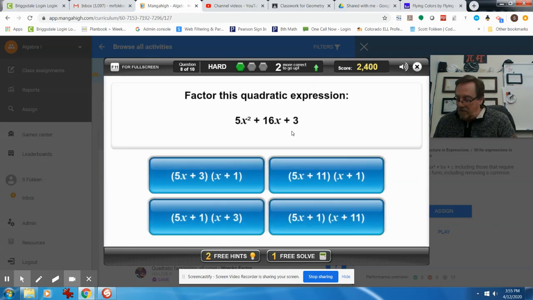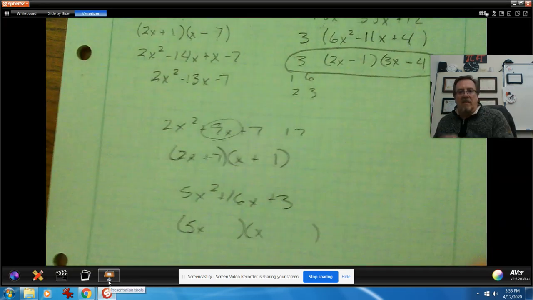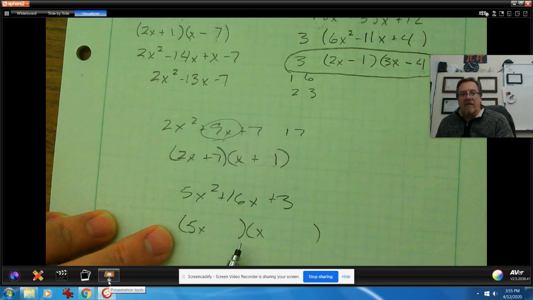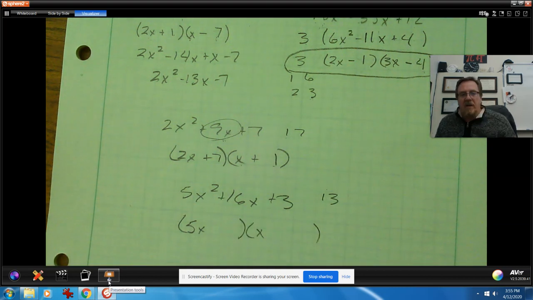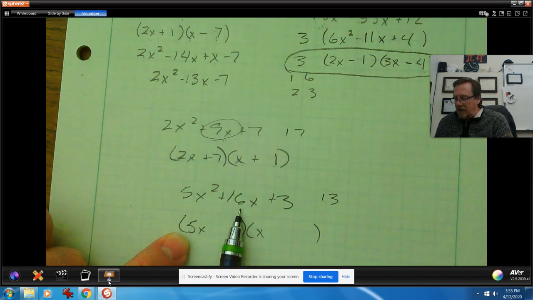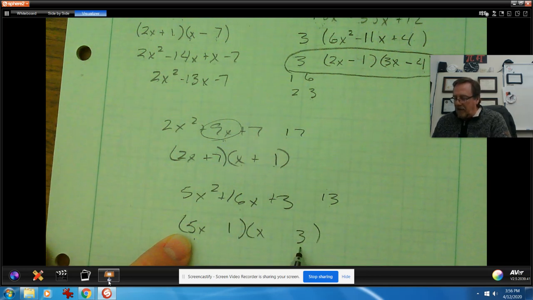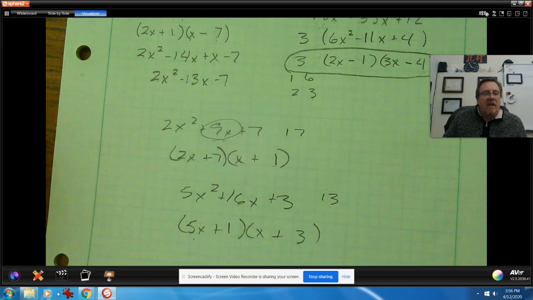Factoring that one. Again, not too bad because there's only one way to get 5x squared, and that's to have 5x and x. But now we got to talk about 3, and our possibilities are 1 and 3, not 13, but 1 and 3. But I got to get to 16, so I think 5 is going to have to be multiplied by the 3, and then the x is going to have to be multiplied by the 1. So you're going to get 15x and another x to get you to 16. Everything's positive. So we're going to have 5x plus 1 and x plus 3.